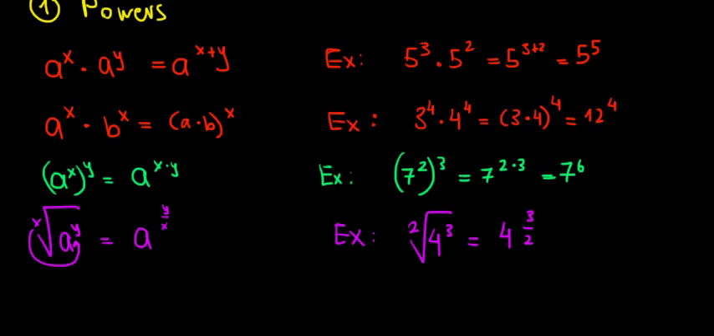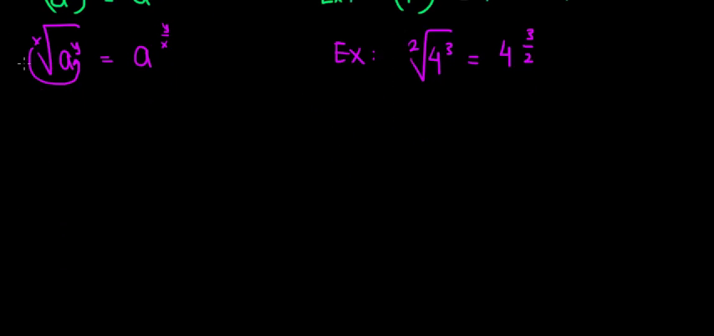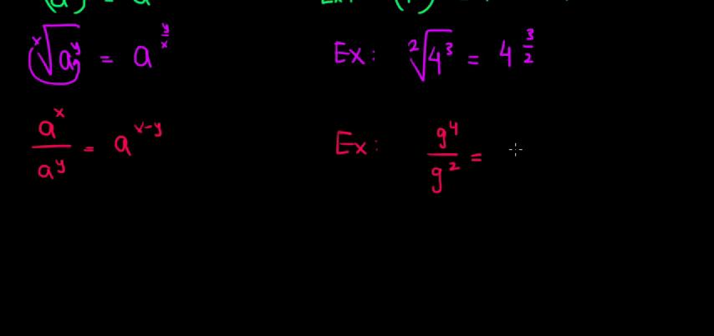What if we have a division? So let's say we divide a to the power of x divided by a to the power of y. Same base, different powers. If we divide, we subtract the powers. For example, if we have 9 to the power of 4 divided by 9 to the power of 2, that's equal to 9 to the power of 4 minus 2, that's equal to 9 to the power of 2.